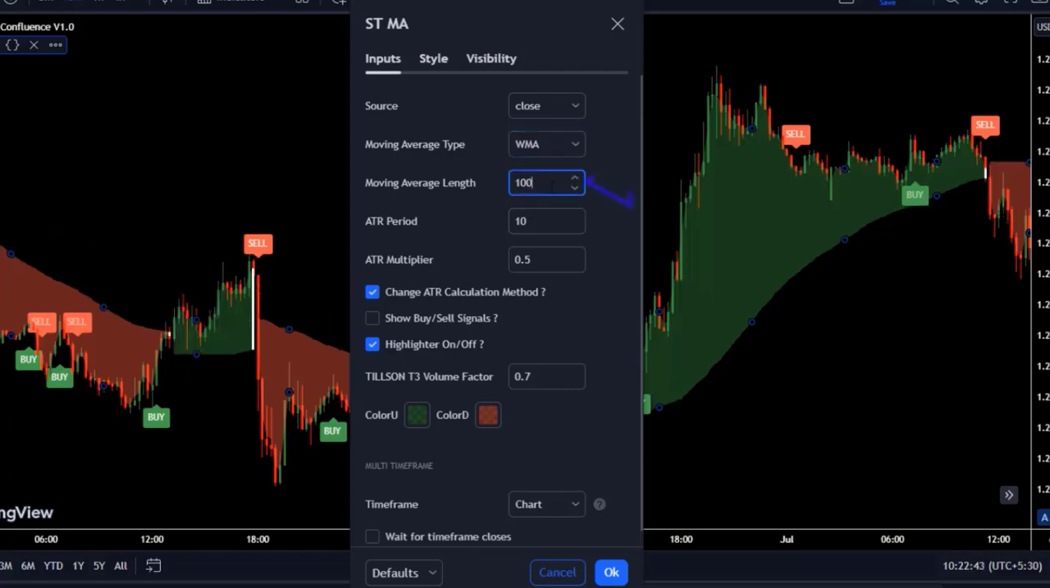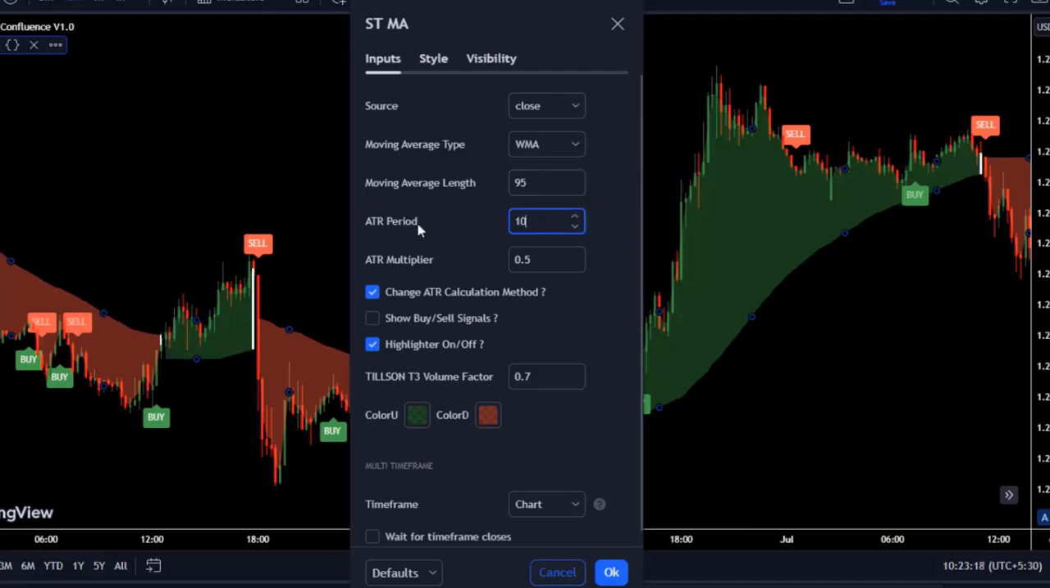The next parameter is the moving average length. It determines the number of periods used in the moving average calculation. Increasing the length smooths the moving average, while decreasing it enhances its responsiveness to recent price changes. The default value of 100 works well for Forex and stocks, but for our crypto trading strategy, we will decrease it to 95.